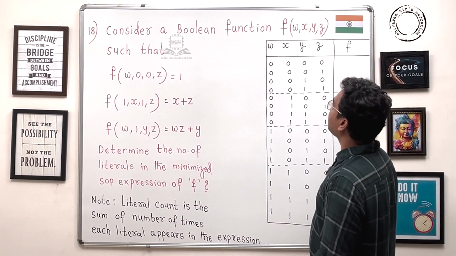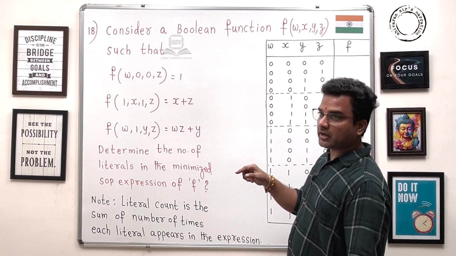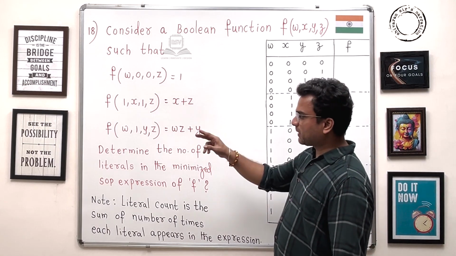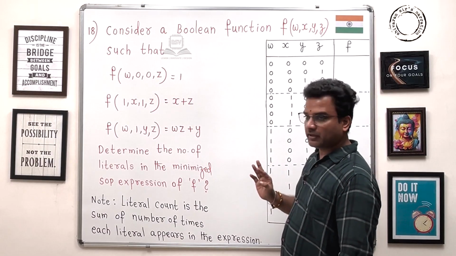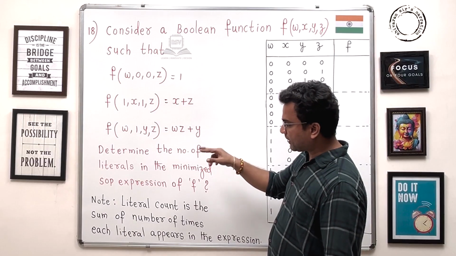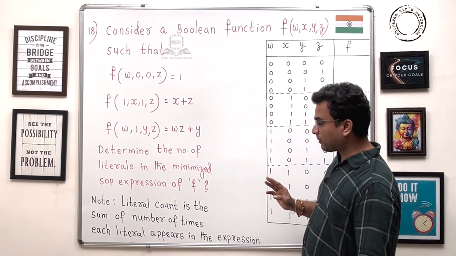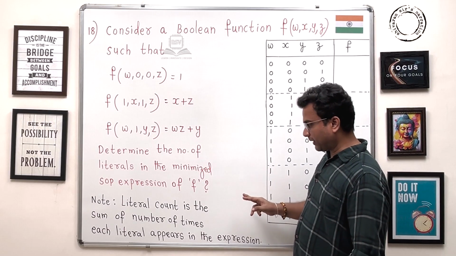Consider a Boolean function f of w, x, y, z such that f of w, 0, 0, z is equal to 1. Similarly, f of 1, x, 1, z is equal to x plus z. f of w, 1, y, z is equal to wz plus y. Determine the number of literals in the minimized SOP expression of f.